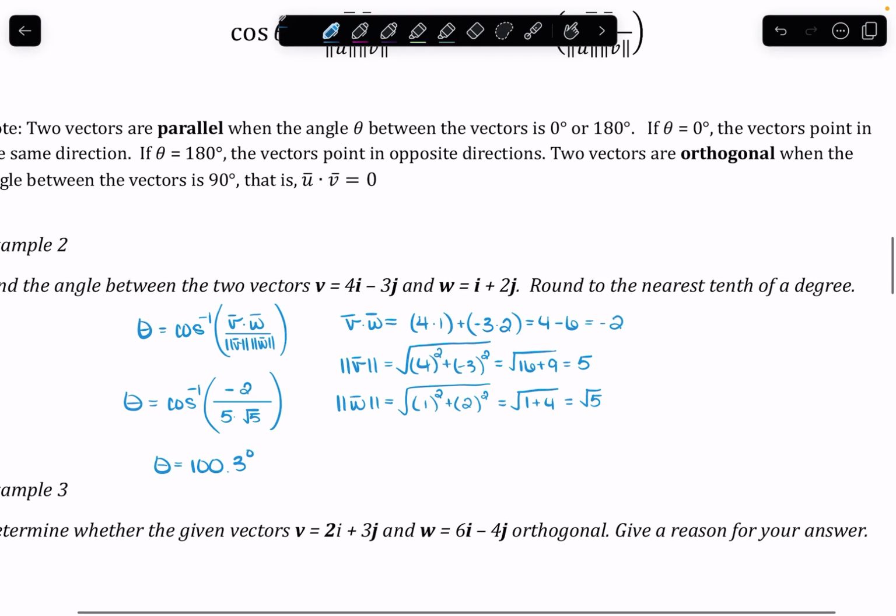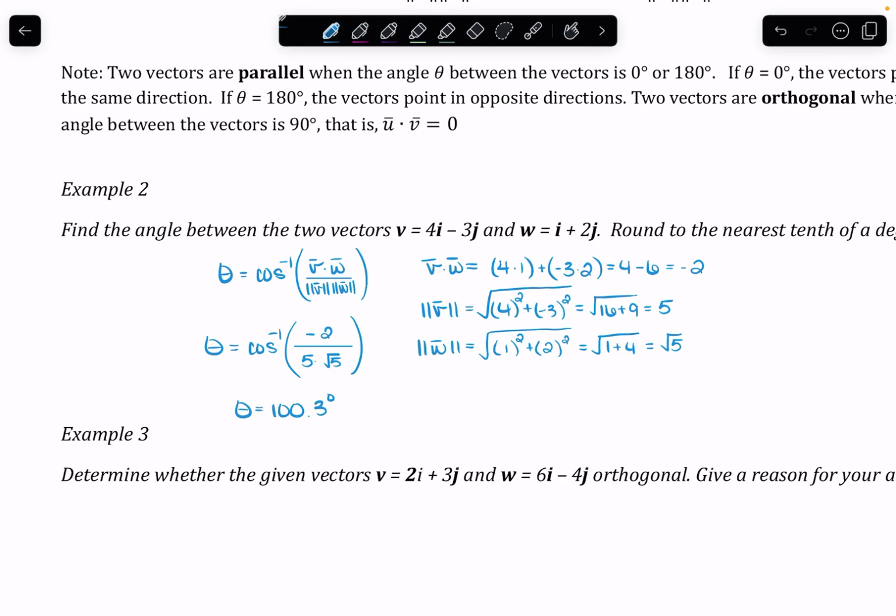So based on that angle, we know they are not parallel because we didn't get 180 or 0. We know they are not orthogonal because we did not get 90, nor was the dot product 0.